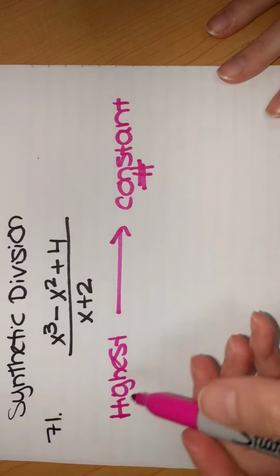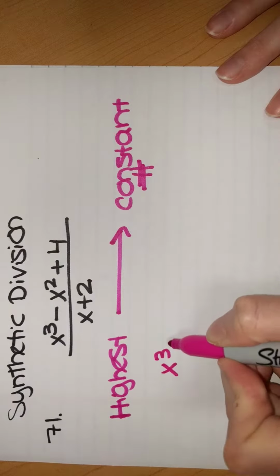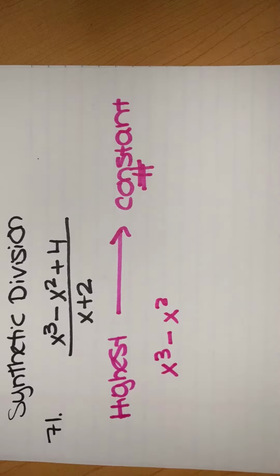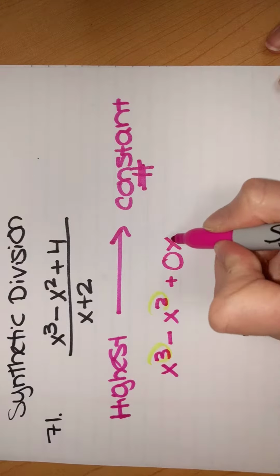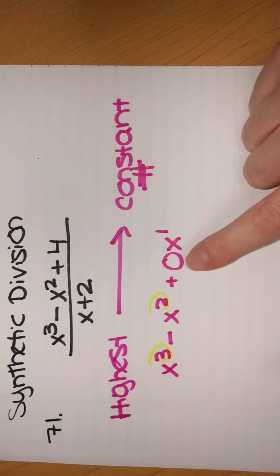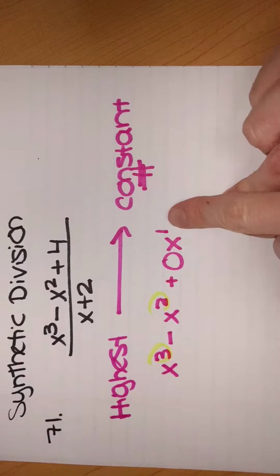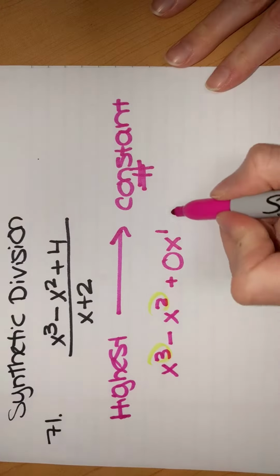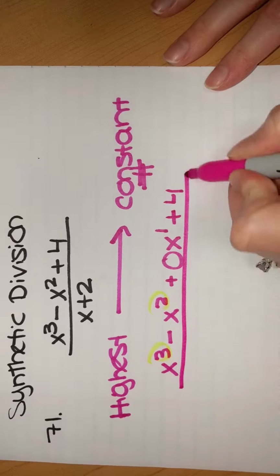So here, when we look at this polynomial, we have x cubed minus x squared, but then as you go from cubed to 2, and then you're going to have 1, you have to have a placeholder of 0 there because of the fact that we're missing that x to the first power. And then our constant is plus 4 over x plus 2.